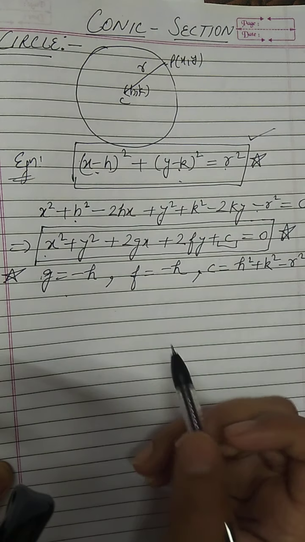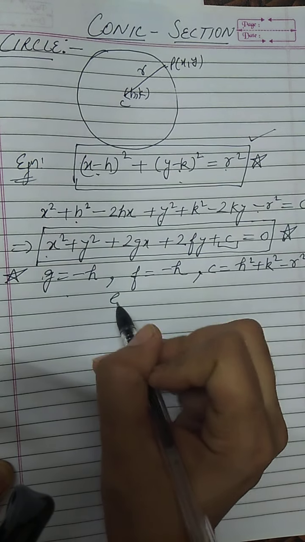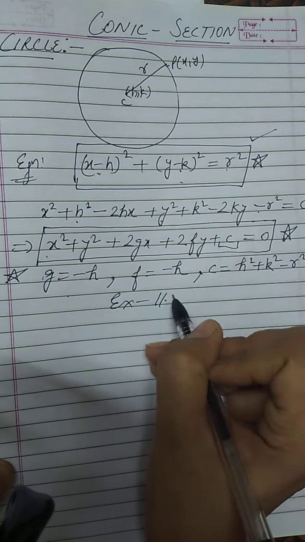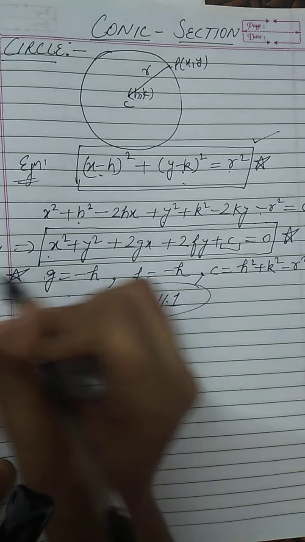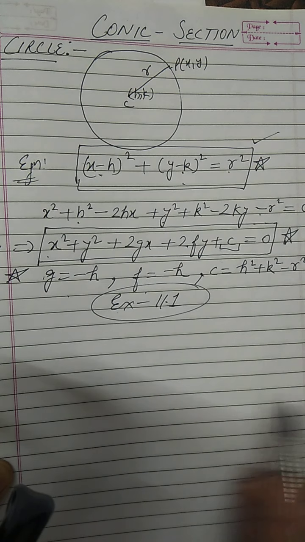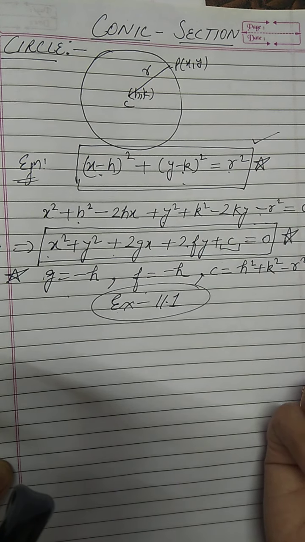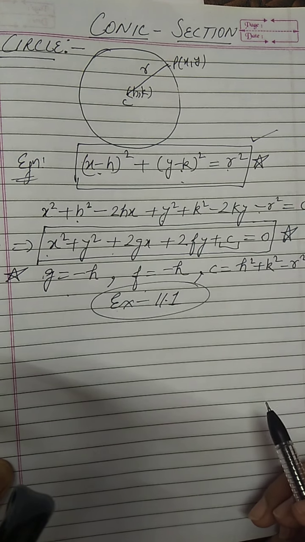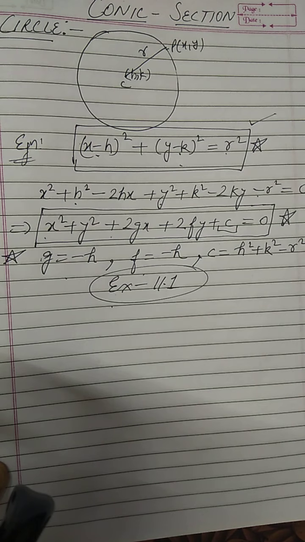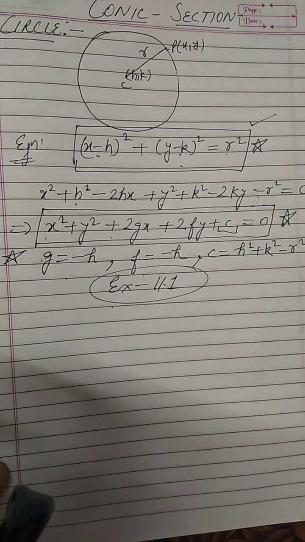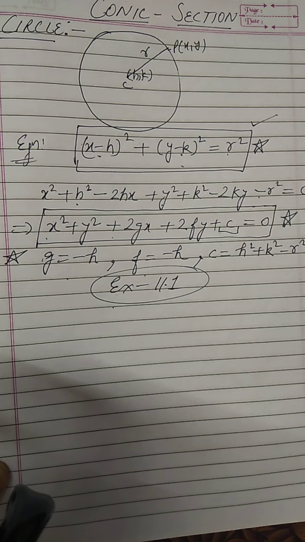Now we are going to start with the exercise. I am starting with the very first sum of exercise 11.1, and in between the sums I will explain this equation once again, how we will use it to find the center and the radius. That we will discuss when we do one sum. Now we are starting with the exercise. In the first 5 sums of the exercise, we are given the center and radius, and we have to just write down the equation of the circle.